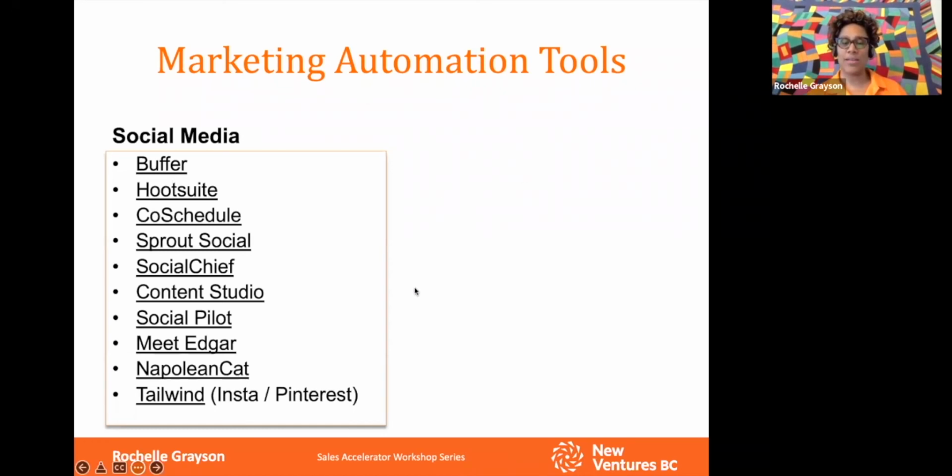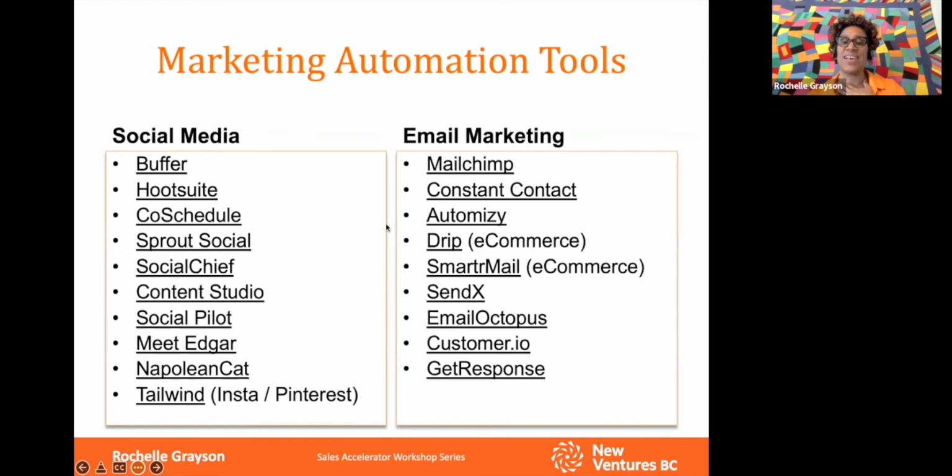So sometimes a really focused tool would be better than just trying to get something that's pretty generic. On the email marketing side, I'm sure you're familiar with many of these names. MailChimp, Constant Contact, Automizy, Drip, and Smarter Mail are pretty good at e-commerce. And I just put that there for people who are doing e-commerce websites, those where they do a lot of product stuff. So that's really helpful if that's your focus.